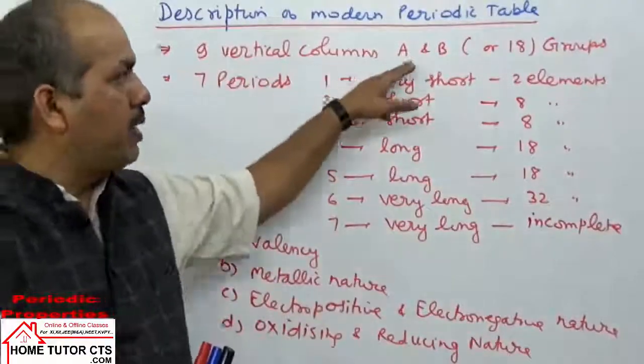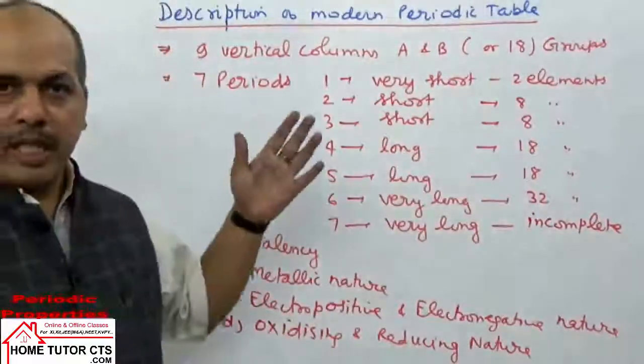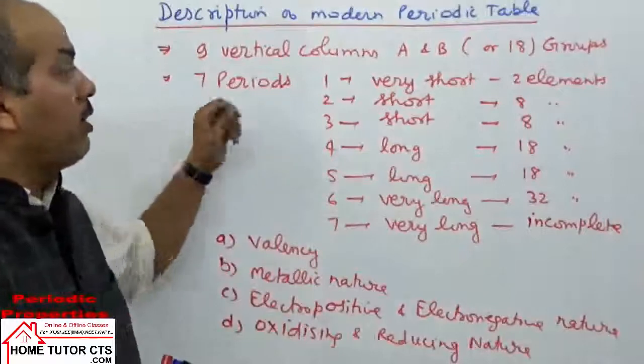We'll explain the similarity, which was A and which was B, and what the relation between 1 and 2 is, I will tell you. Next, we have 7 periods.